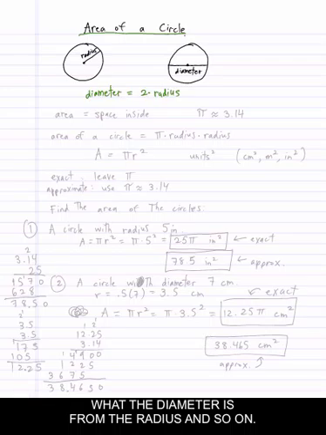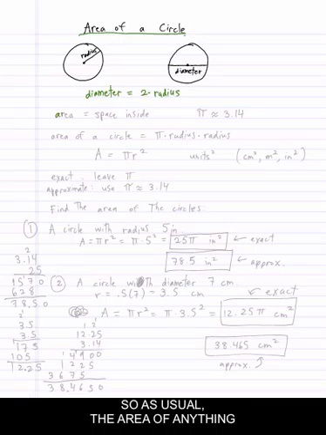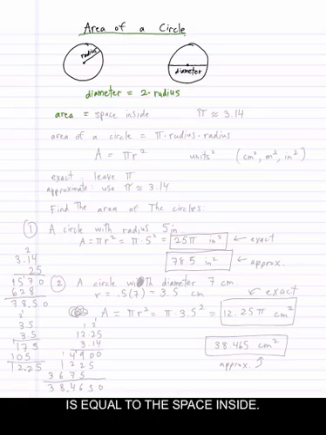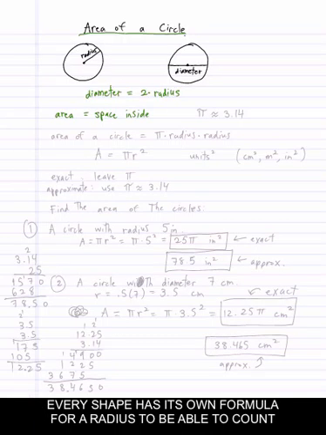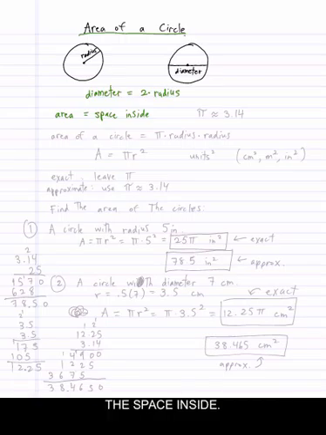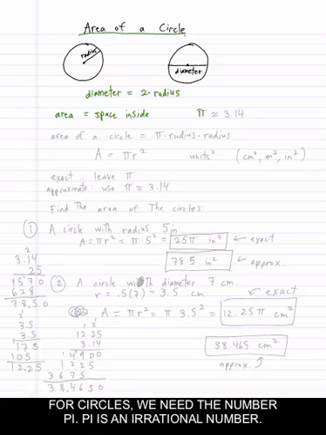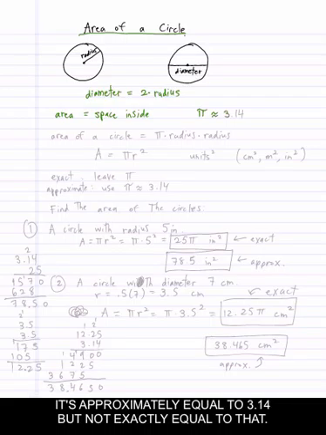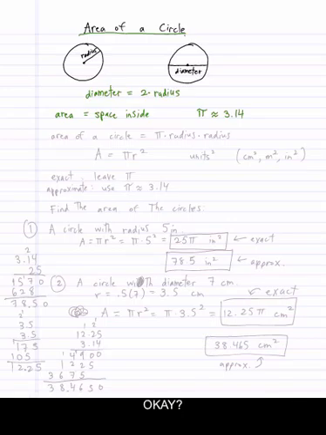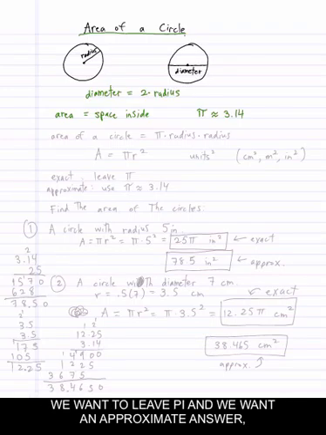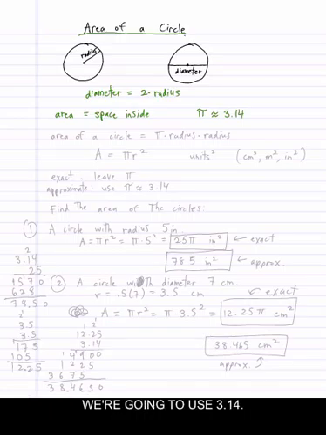So, as usual, the area of anything is equal to the space inside. Every shape has its own formula to be able to count the space inside. For circles, we need the number pi. Pi is an irrational number. It's approximately equal to 3.14, but not exactly equal to that. So when we want an exact answer, we want to leave pi. And when we want an approximate answer, we're going to use 3.14.